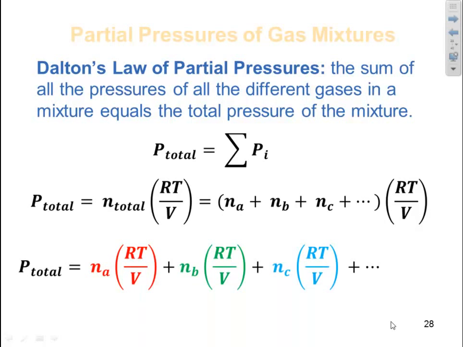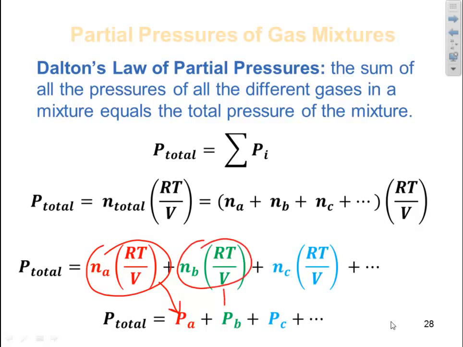We can say that the total pressure is equal to your number of moles of A times RT over V plus your number of moles of B times RT over V plus your number of moles of C times RT over V, so on and so forth. Which in essence says that the total pressure is equal to your partial pressure of A plus your partial pressure of B plus your partial pressure of C plus whatever, however many gases you have in your system.